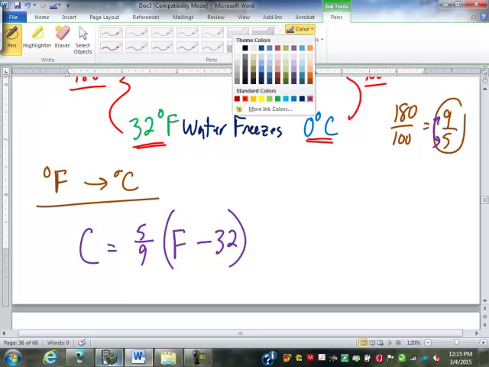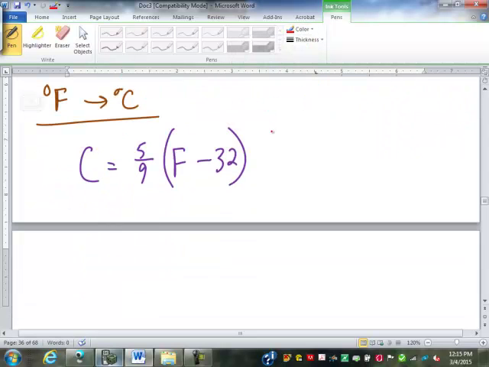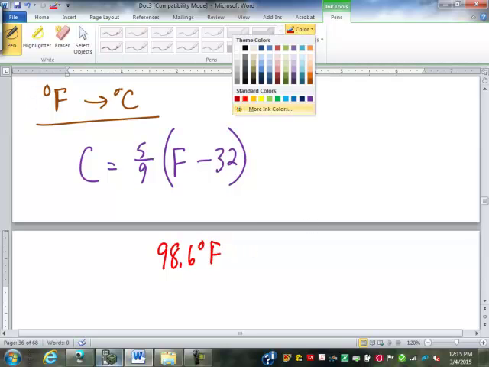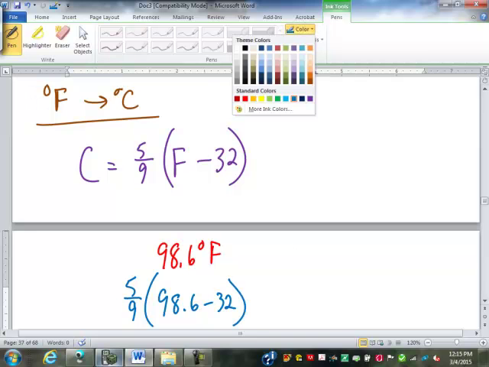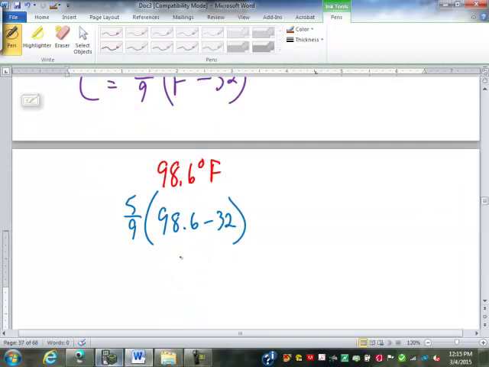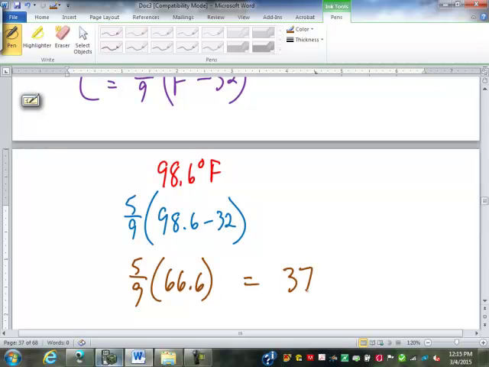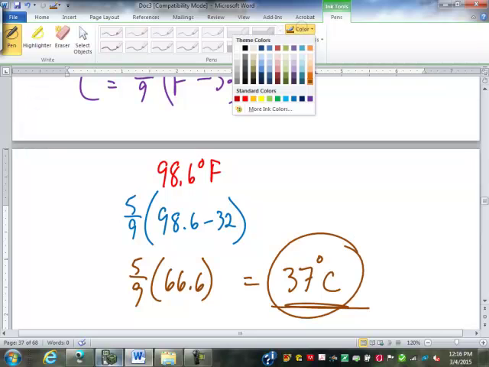Let's take an example. Human body temperature is considered to be 98.6 degrees Fahrenheit. Let's convert that to the Celsius scale. So 5/9 times 98.6 minus 32. We do our subtraction. 98.6 minus 32 is 66.6. Times 5/9 ends up being 37 degrees Celsius. So 37 degrees Celsius is equivalent to 98.6 degrees Fahrenheit.